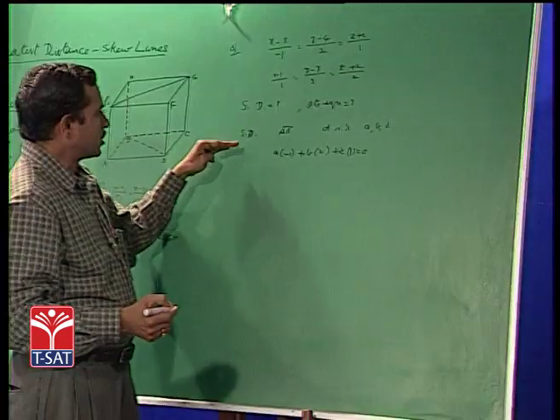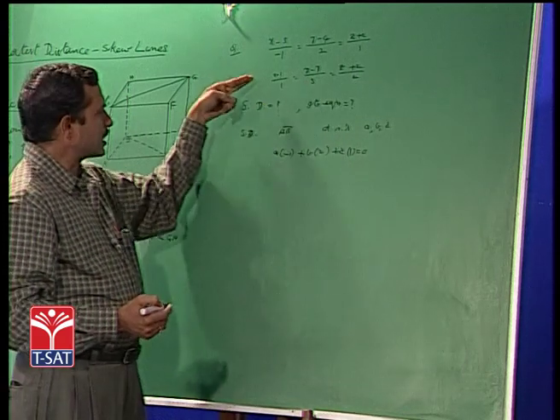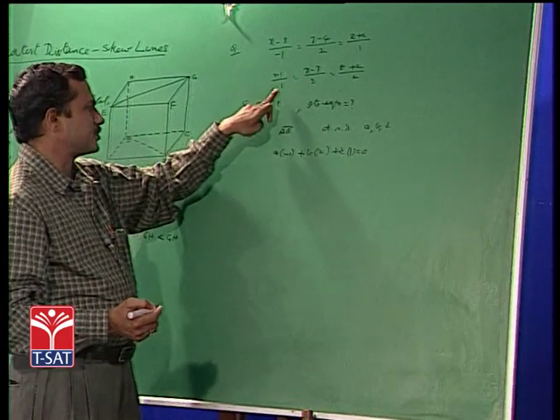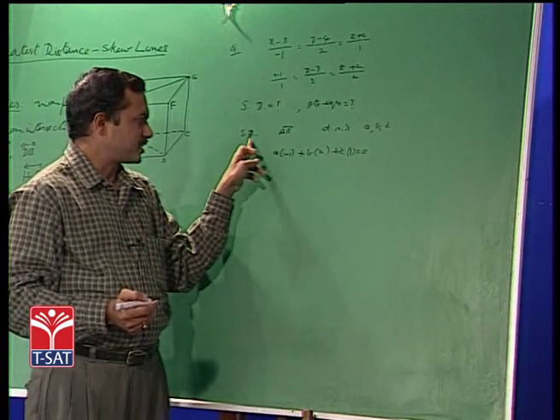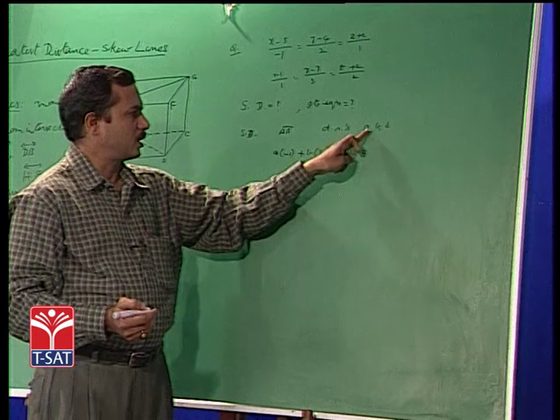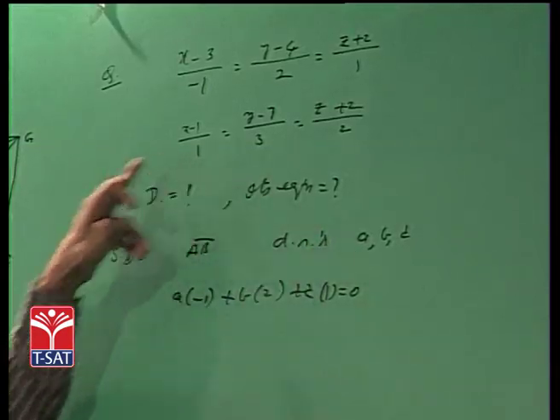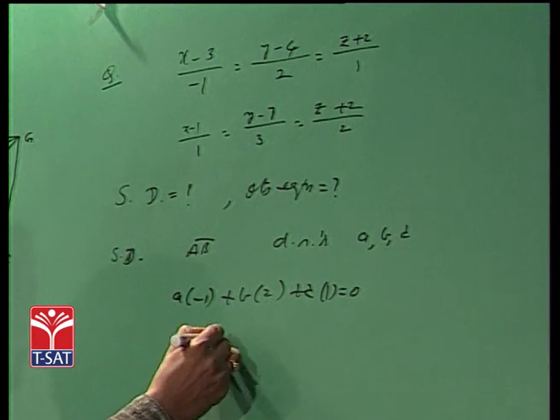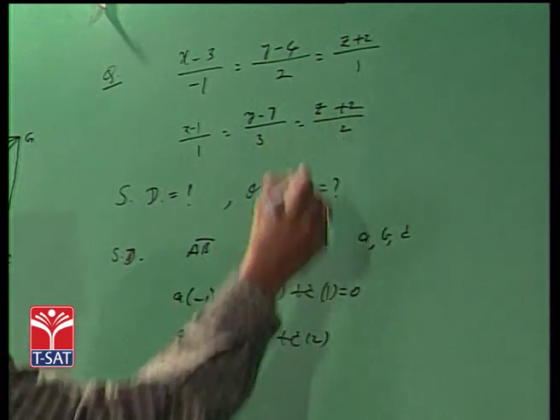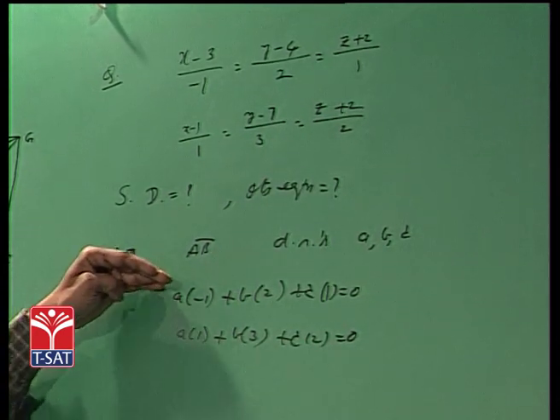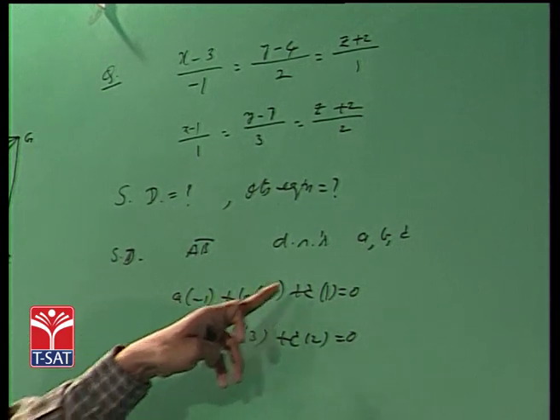Similarly, the shortest distance line segment is also perpendicular to the second line. The second line has the direction ratios 1, 3 and 2, and for the shortest distance line segment AB, the direction ratios are a, b, c. These two lines being perpendicular, we have a into 1 plus b into 3 plus c into 2 is equal to 0. Now, from these two equations we can obtain the proportion of the DRs a, b, c.